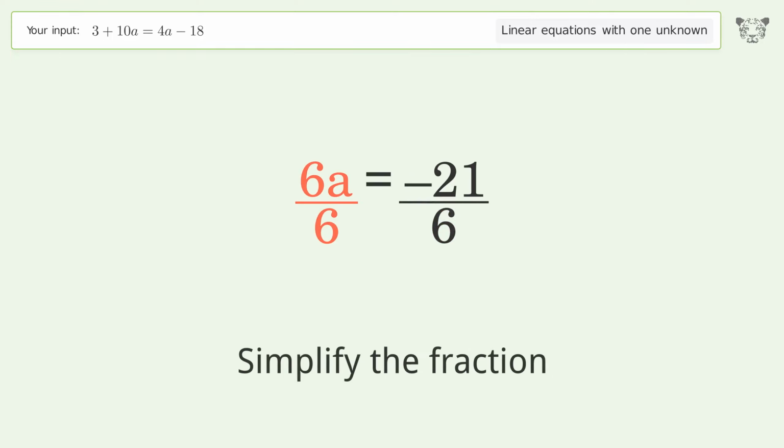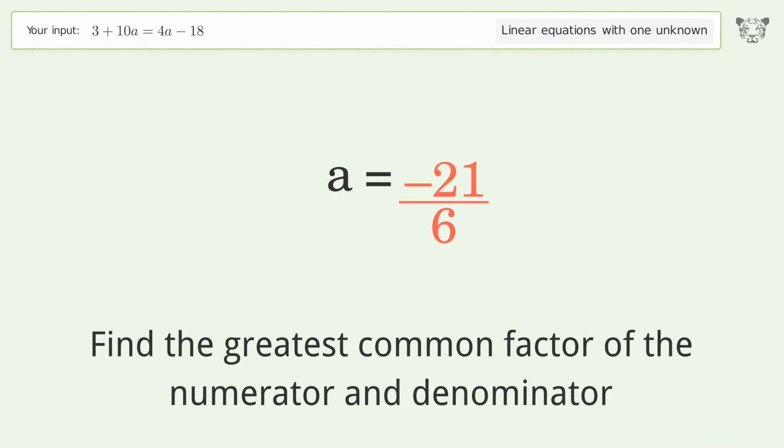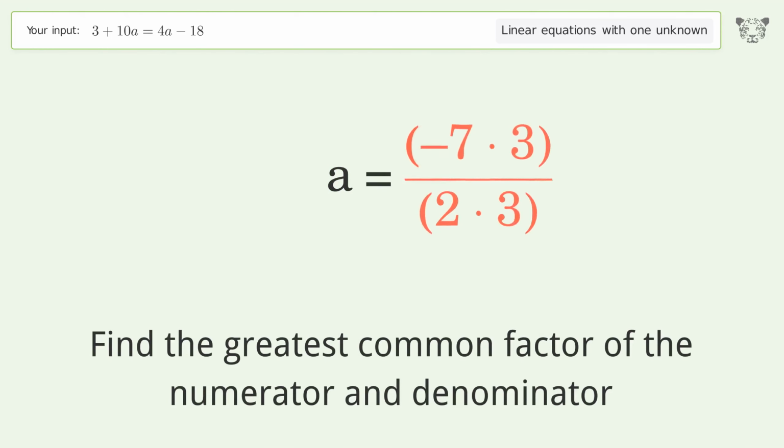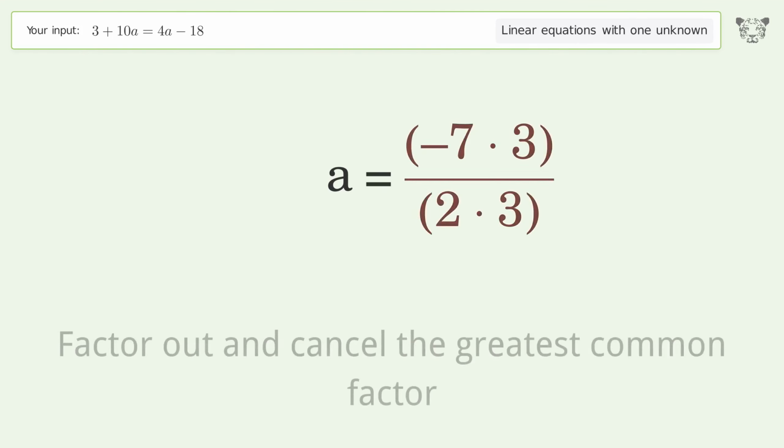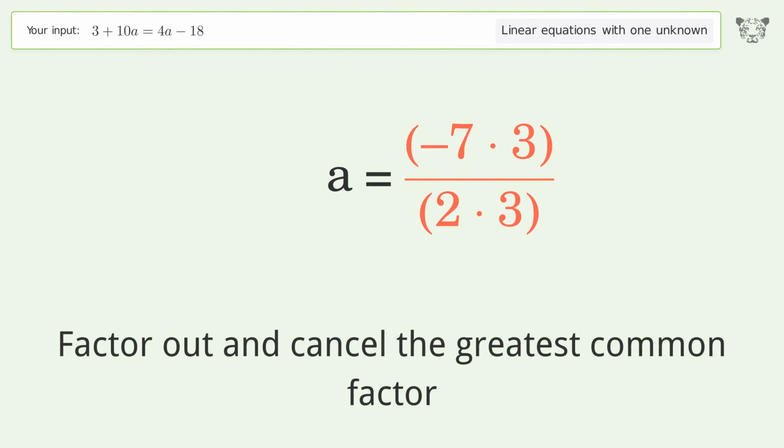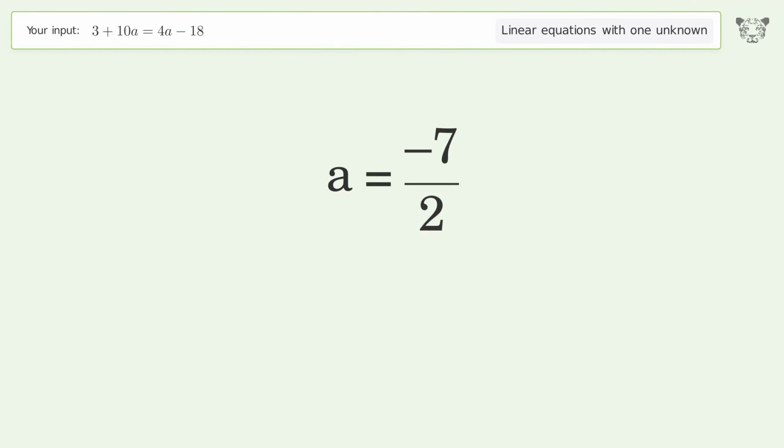Simplify the fraction. Find the greatest common factor of the numerator and denominator. Factor out and cancel the greatest common factor. And so the final result is a equals -7/2.